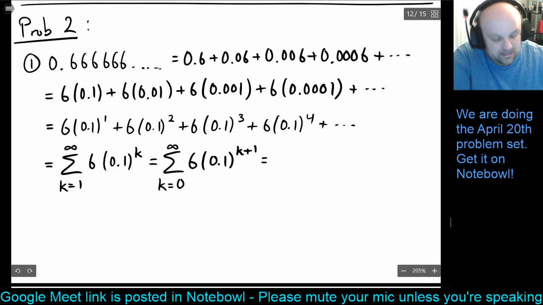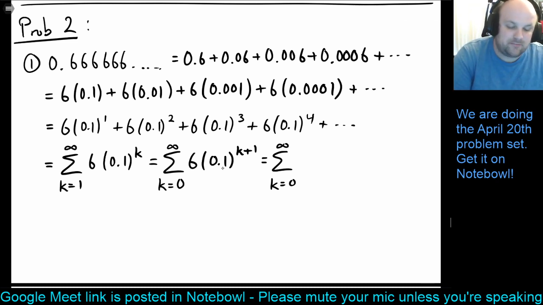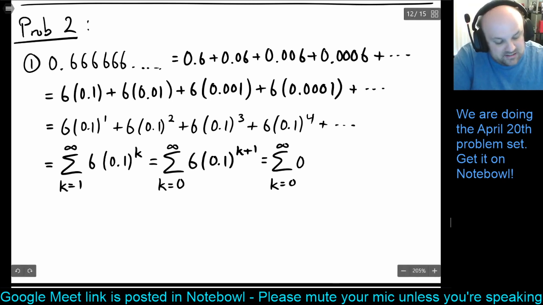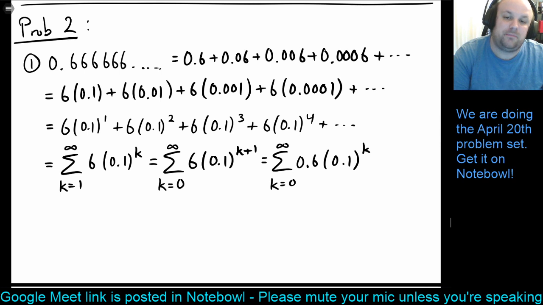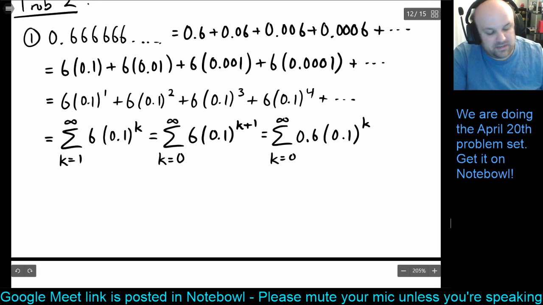But again, I don't want a k plus 1 there. So what I'm going to do is use the fact that this is 0.1 times 0.1 to the kth power to say this is 0.06 times 0.1 to the kth power. So I just took that extra copy of 0.1 that I had and put it over here on the 6. Now this is geometric with a equal to 0.6, r equal to 0.1. Of course, that's going to converge.